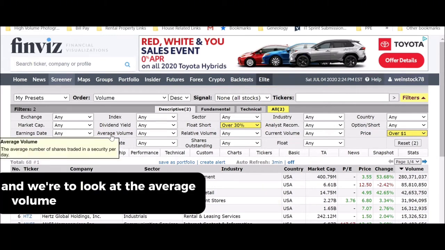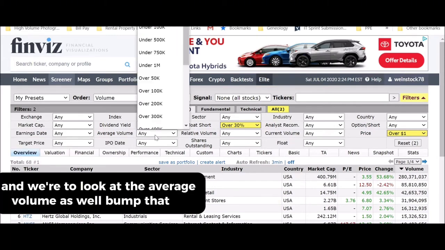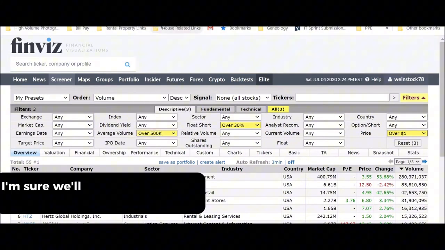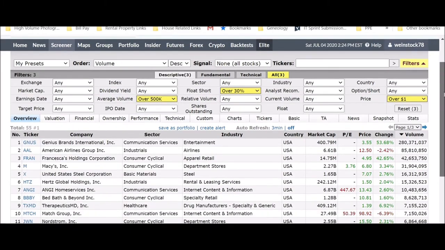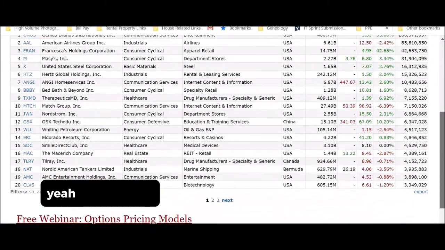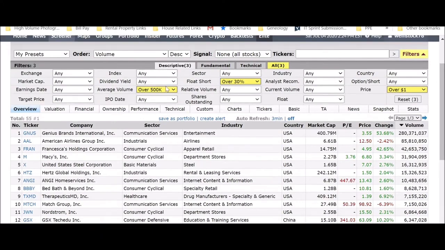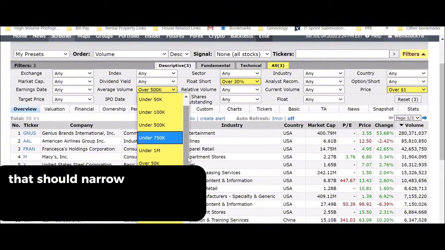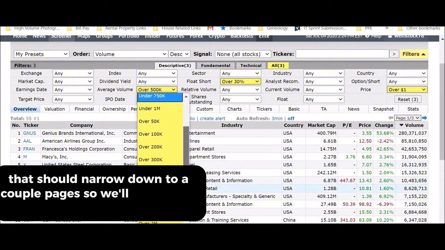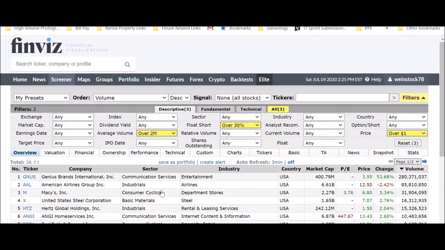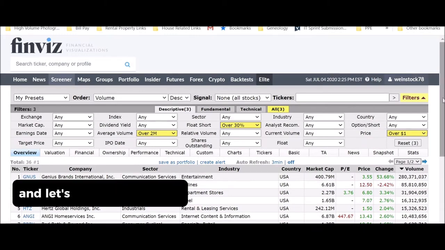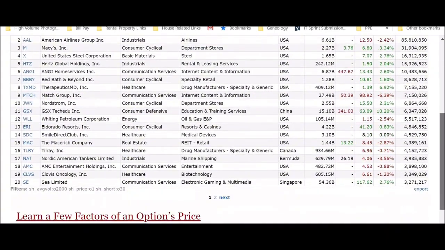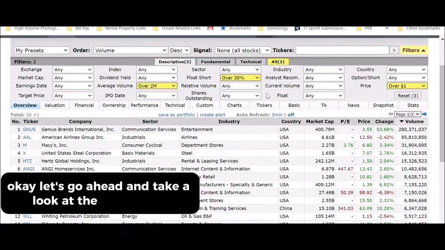And we're going to look at the average volume as well. Let's bump that up. We'll start over 500,000. I'm sure we'll end up bumping a little bit higher. Yeah, we'll go with 2 million shares. That should narrow it down to a couple pages. So we'll select that now. And then let's see what we have. Okay, let's go ahead and take a look at the charts now.